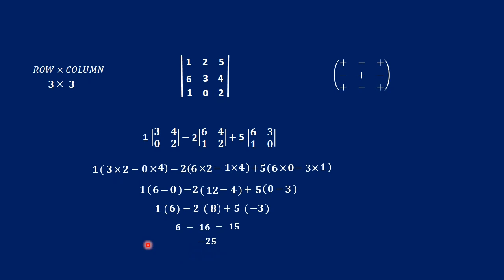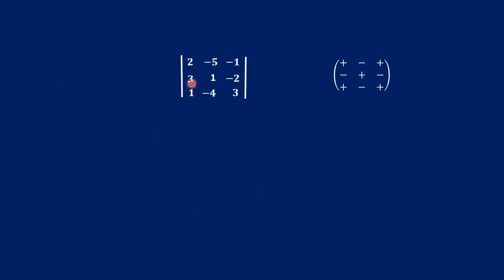Let's solve another example. Let's use the second row. Observe the place sign of the second row carefully. So we select the first number in the second row, delete the column, and delete the row. So we have 3 here, but the place sign is negative, and it multiplies the determinant of the remaining 2 by 2 matrix. That is -5, -1, -4, 3.